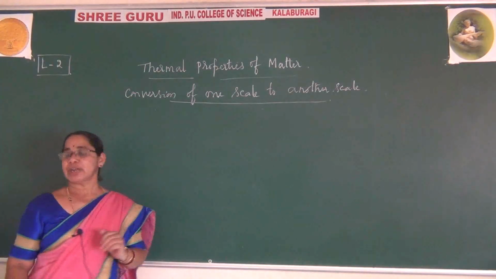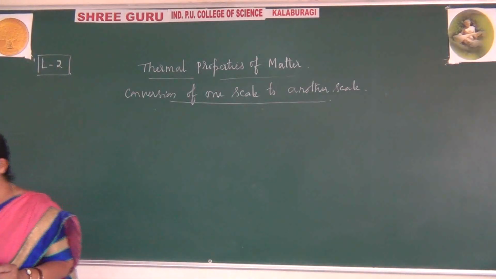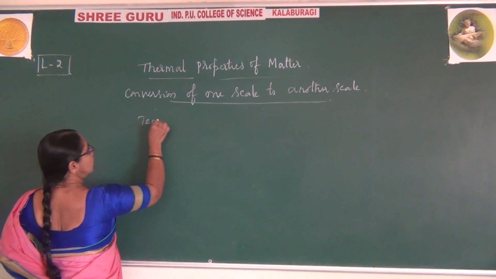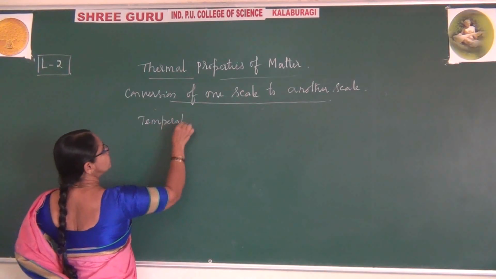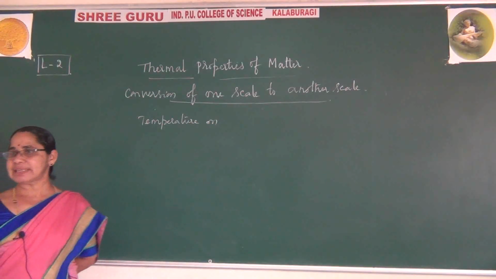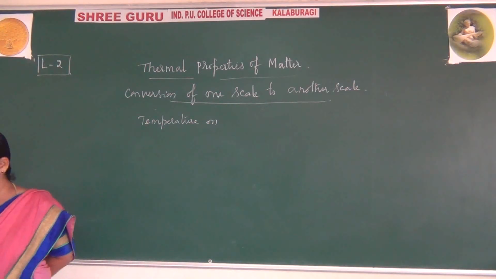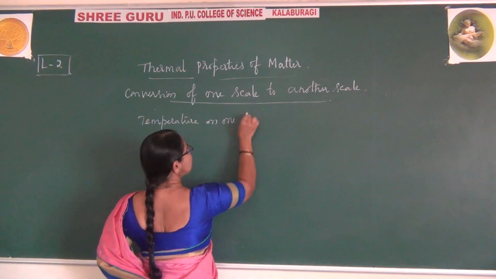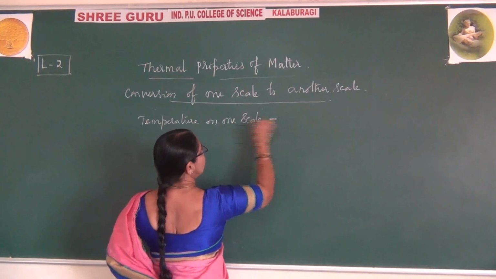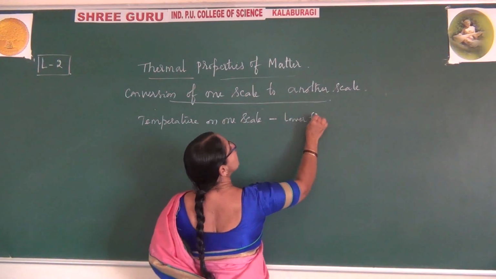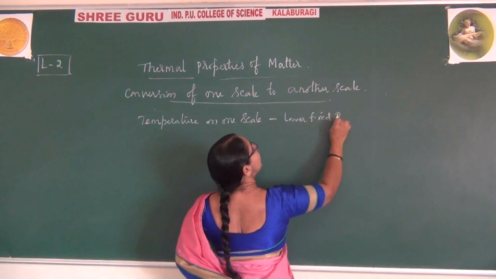For conversion from one scale to another scale, we have a reference point, that is temperature on one scale, whichever scale you take, you need not worry. So for your reference, the standard formula I give: temperature on one scale minus lower fixed point.